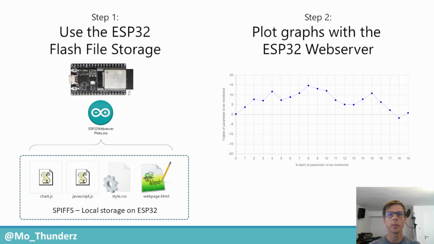Now, as a starting point, we'll use the code where we left off in part number 3. And then we're going to realize this plotting on the ESP32 in 2 steps. The first step will be that we start to use the flash file storage that the ESP32 has. It's like an SSD drive that's built into the ESP32, and we'll store there the files that we need to make the web browser work, so the JavaScript files, etc. And then the second step is that we make the actual JavaScript that's required to plot on the screen through the web server. All right, let's get to it.